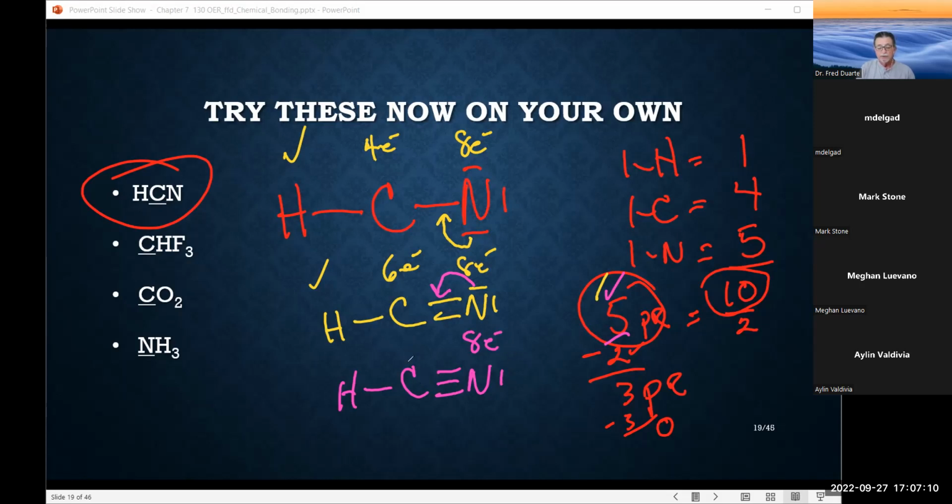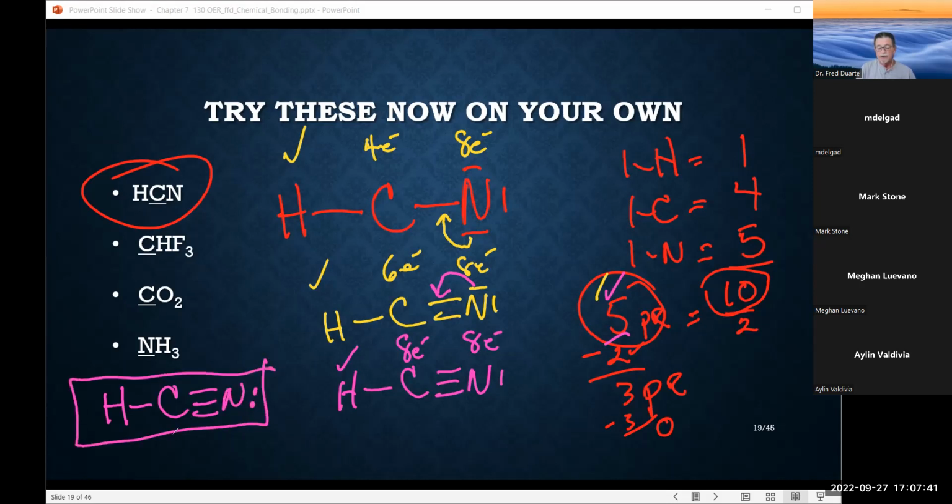Okay, carbon again now is happy, because 2 of them are being shared with hydrogen, and the other 6 are shared with the nitrogen, and then we can see the hydrogen is happy. So that is the formula that we come up with for hydrogen cyanide, HCN. H, single bonded carbon, triple bonded nitrogen, and I just go ahead and put 2 dots there, okay?